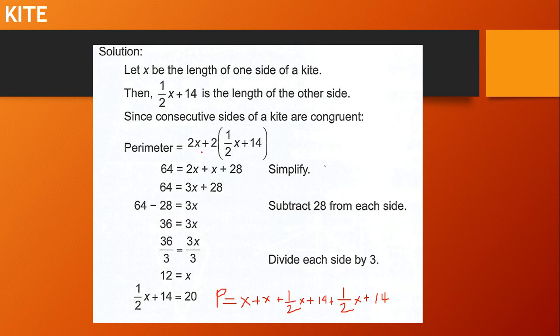To make it a shortcut, since there are two x's, x plus x is just 2x. Then 1/2 x plus 14 plus 1/2 x plus 14, since there are two of them, is just 2 times 1/2 x plus 14. Okay? To shorten it, instead of using the long one as your solution, we use this one. Perimeter equals 2x plus 2 times 1/2 x plus 14. Okay?